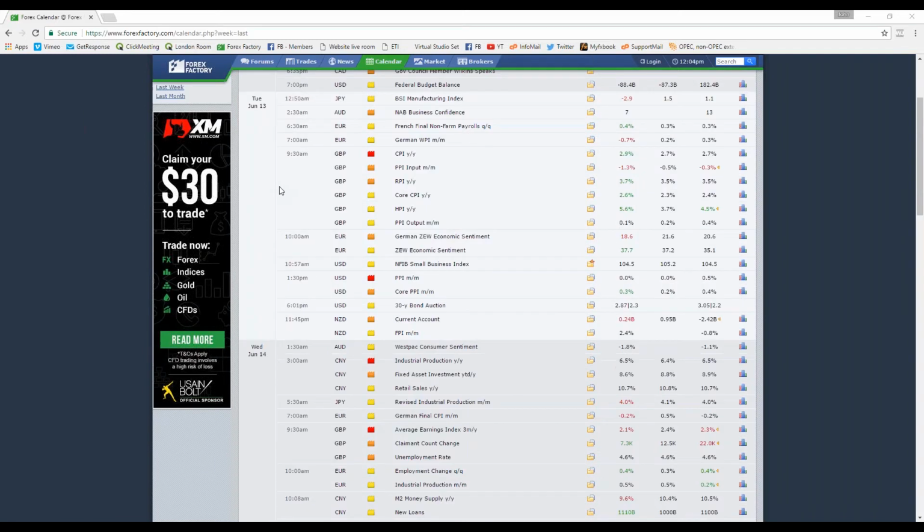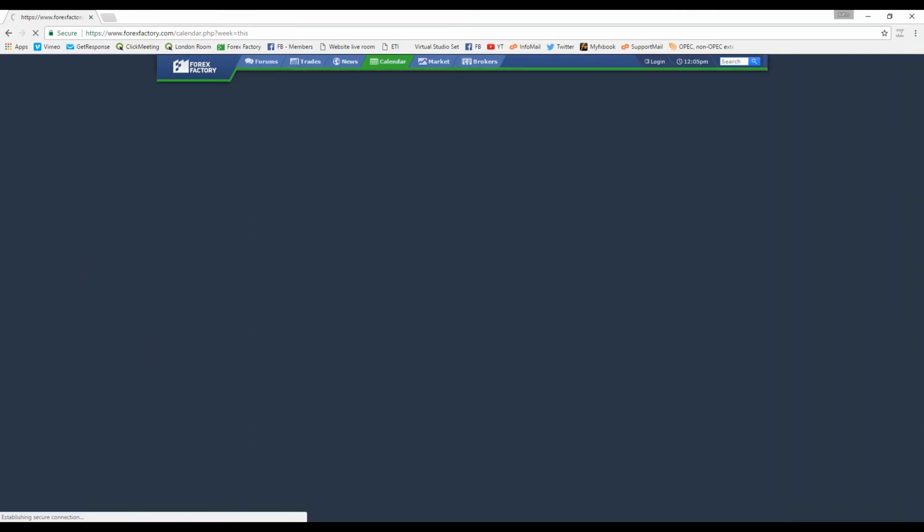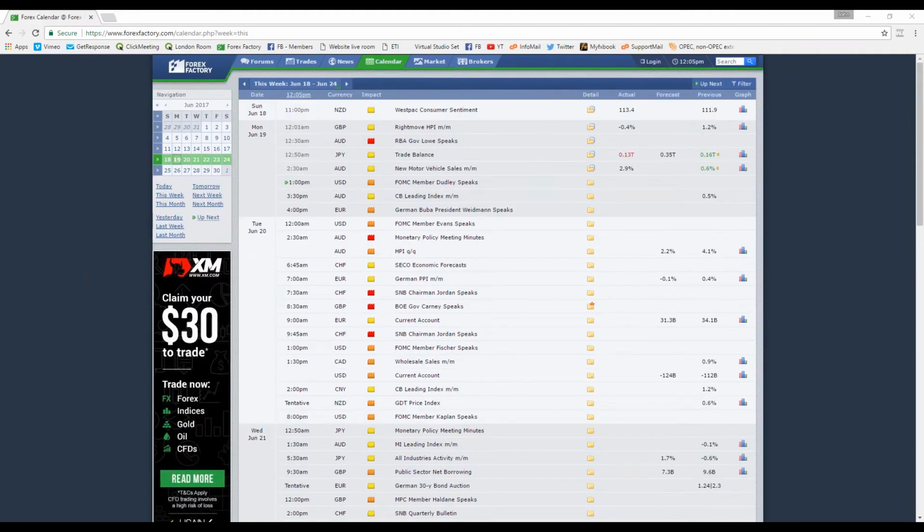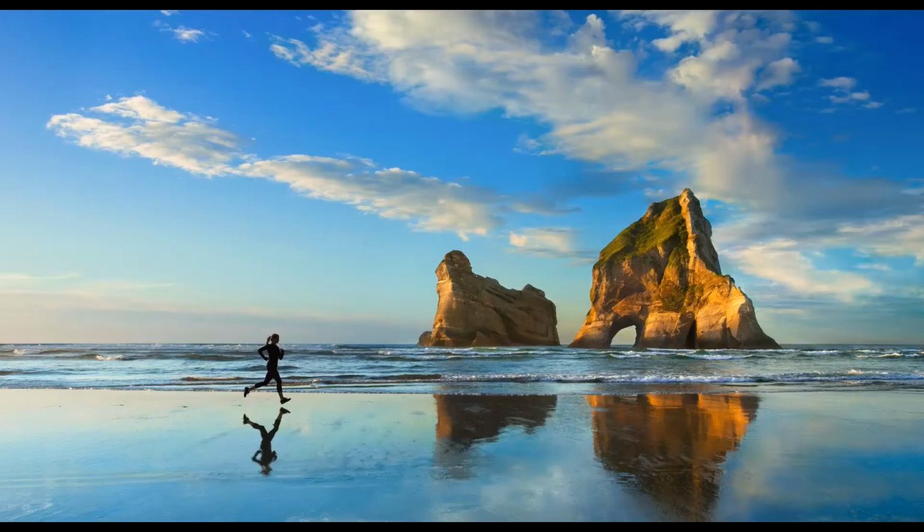Going on to this week. Now, the good thing about this week is we don't have a huge amount of news coming out, so we can look at trading with fairly tight stops on a lot of the pairs.